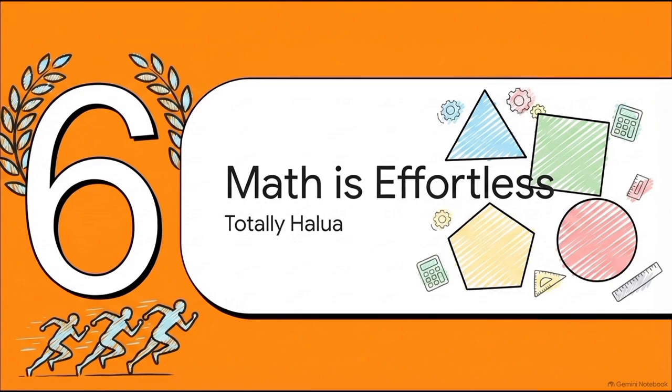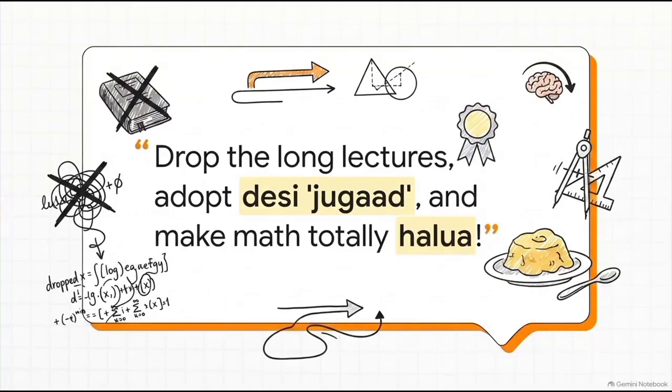Section 6, math is effortless. The source material uses a really fantastic local term for this, halua. When something is halua, it means it's an absolute piece of cake. It's soft, sweet, and incredibly easy to consume. And this quote sums it up perfectly. Drop the long lectures, adopt the Desi Jugaad, and make math totally halua.